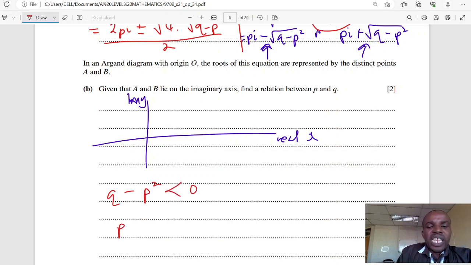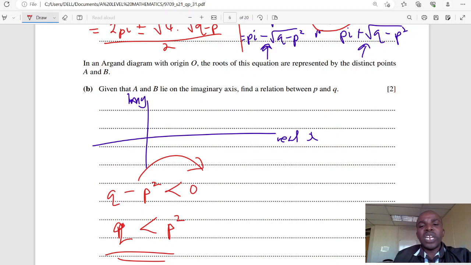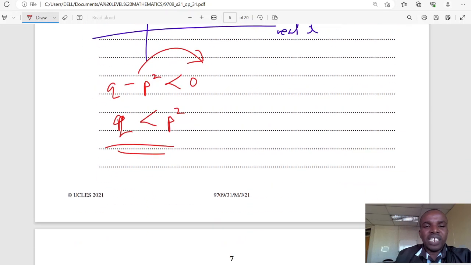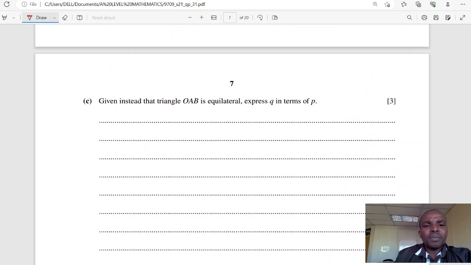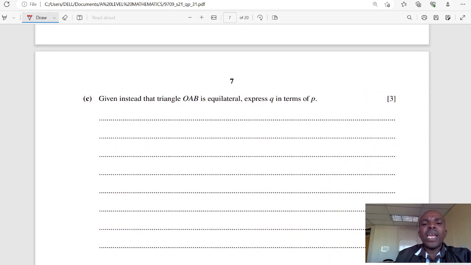So in this case, I can say q must be less than p squared, taking this one to this side. So this is the solution relation between P and Q. Q must be less than P squared, so that the solutions to this are all imaginary. Right, part C: given instead that triangle OAB is equilateral, express Q in terms of P.